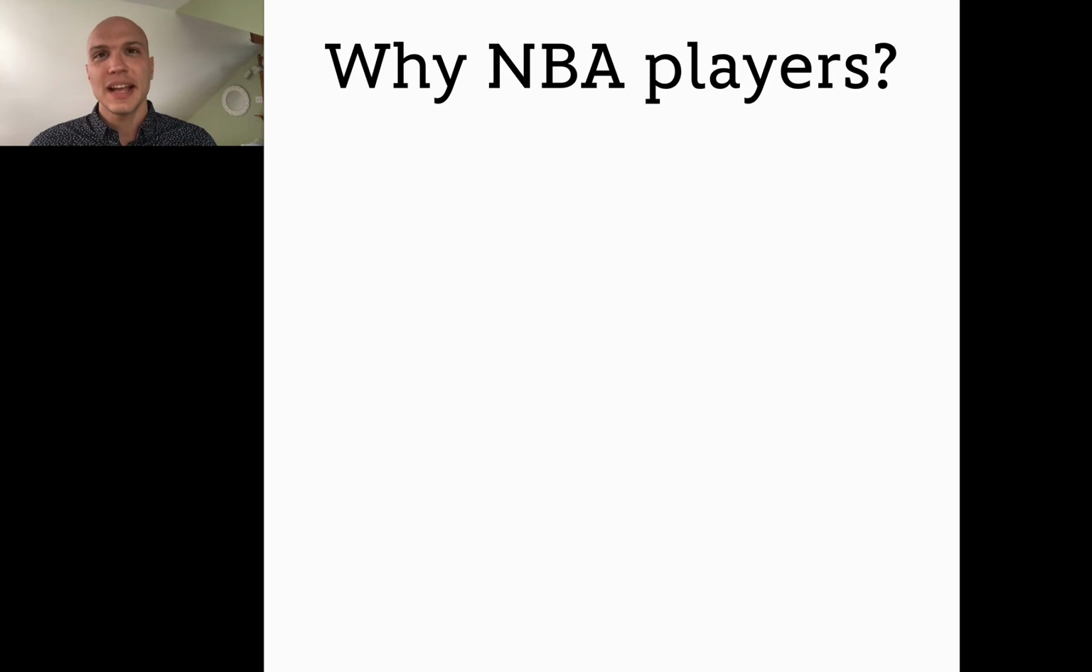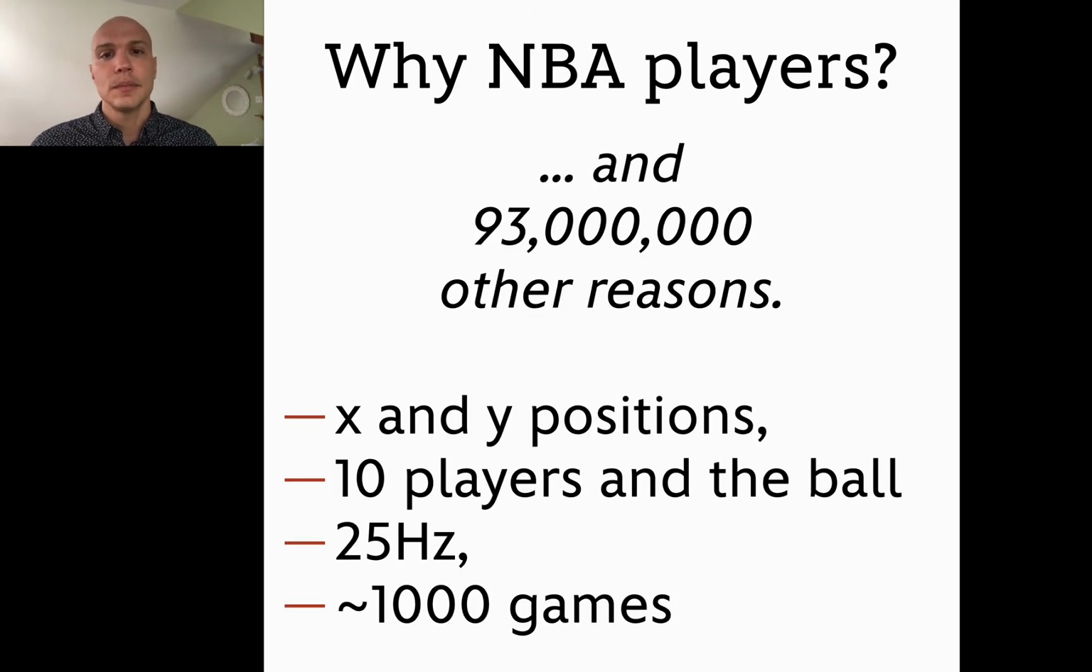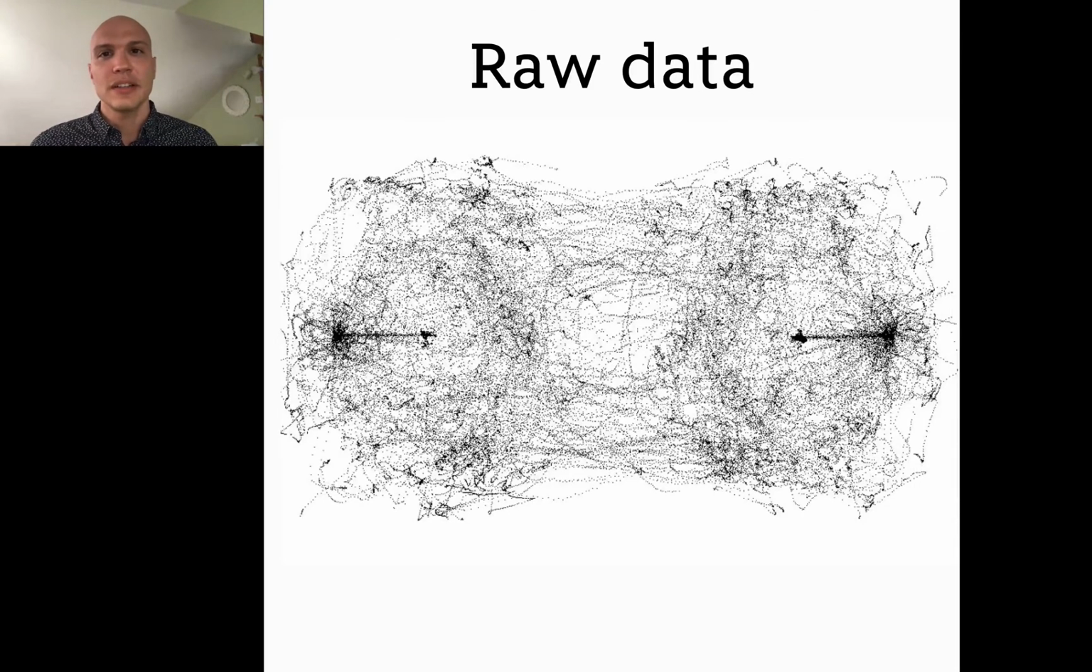We're going to use the NBA to answer this question. They're probably operating near the peak of human performance because they're the best in the world. They practice constantly. They face huge incentives. And we know what good is from who wins. There's also lots of data. So I was able to get X, Y, and for the ball Z for all 10 players on the ball at 25 hertz for over 1,000 games. This is what the raw data looks like.